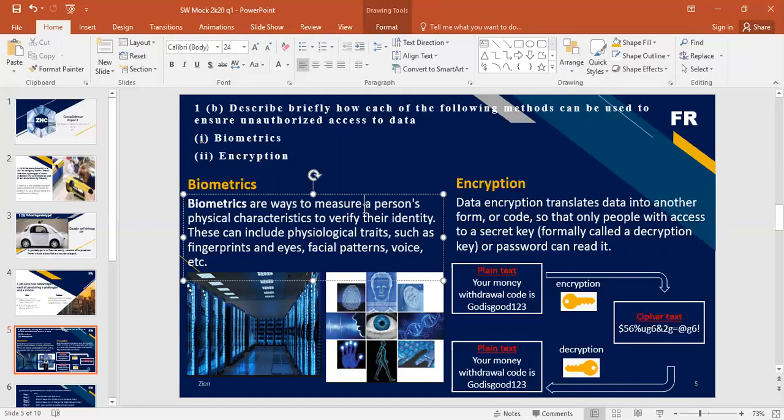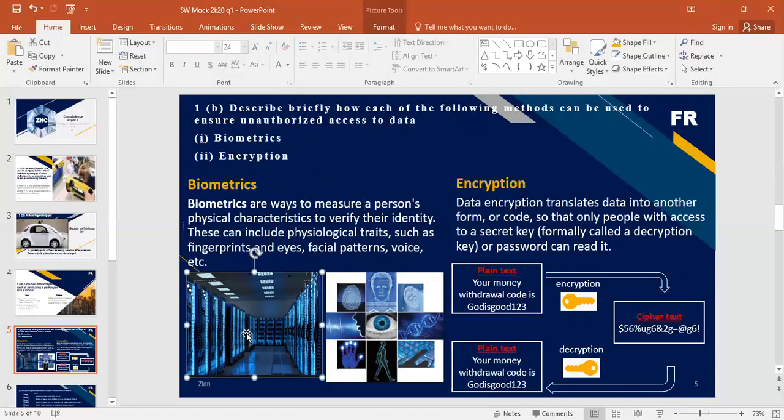are ways to measure a person's physical characteristics to verify their identity. This can include physiological traits such as fingerprints and eyes, facial patterns, voice, etc. Okay, let's take an example.